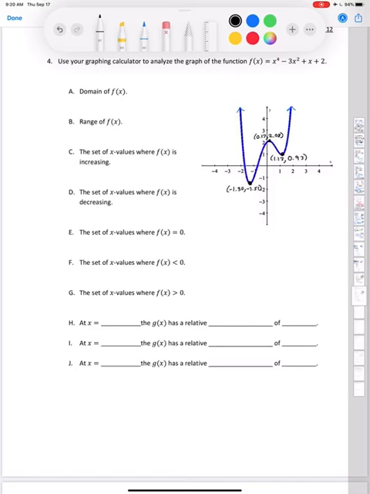We've got the key piece of information. So you'll notice the first step should be to find the turning points. So let's look down here at this problem, parts H, I, and J. Ask for these relative mins and maxes. So it asks for it in a little different form. It says at x equal what, g of x has a relative, right? So let's just fill in this information that we found.